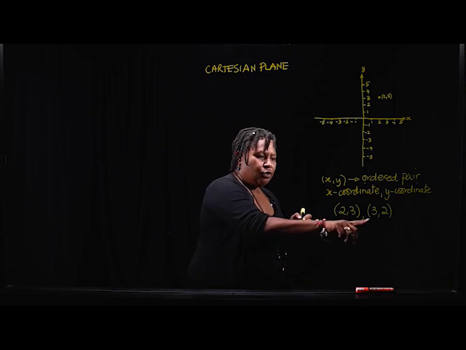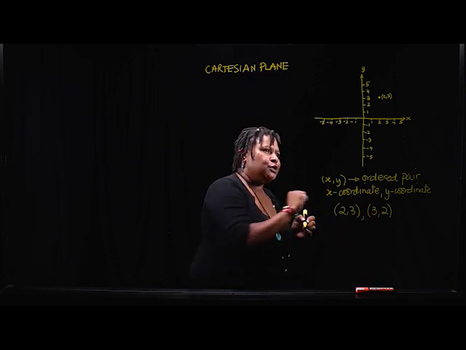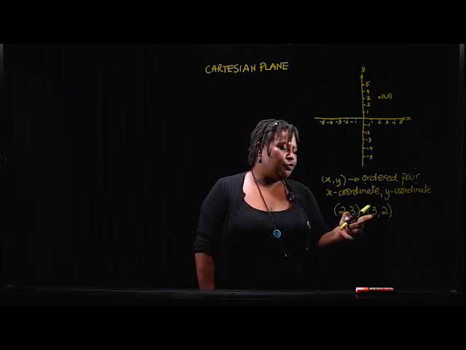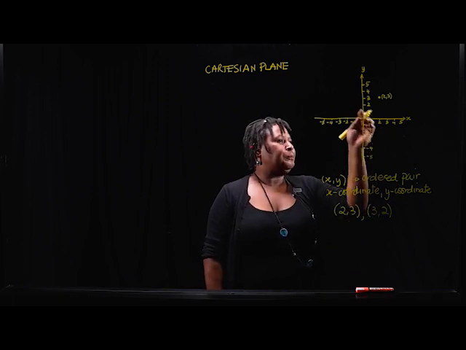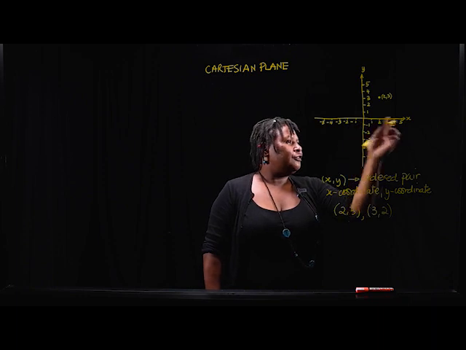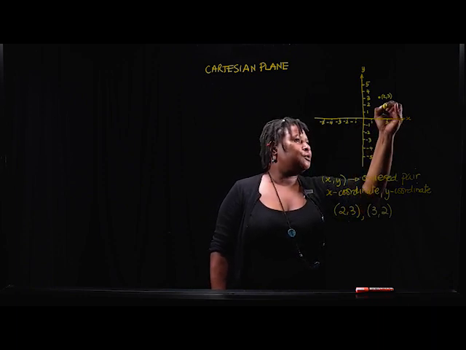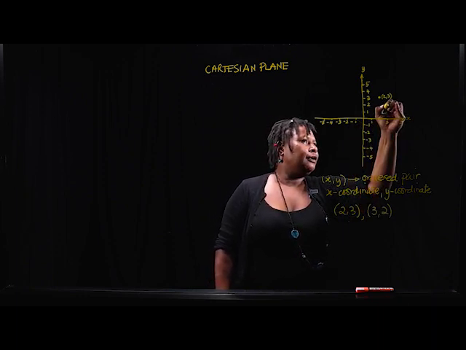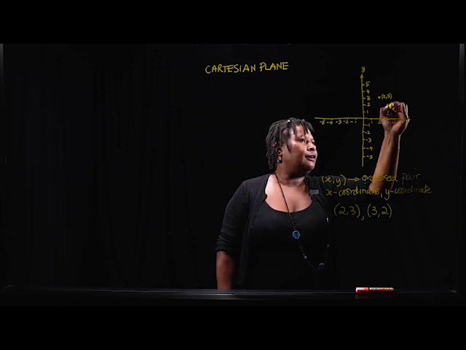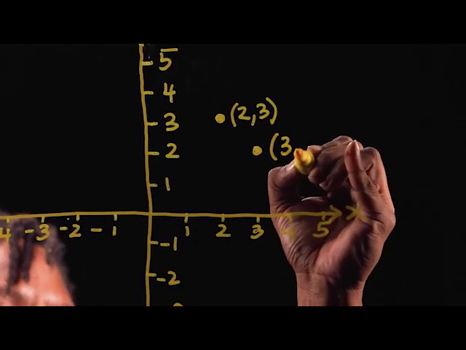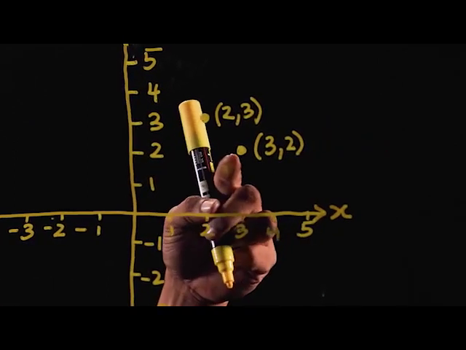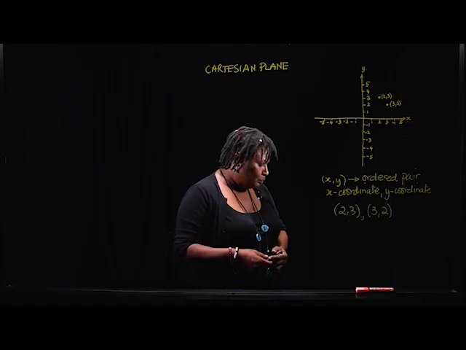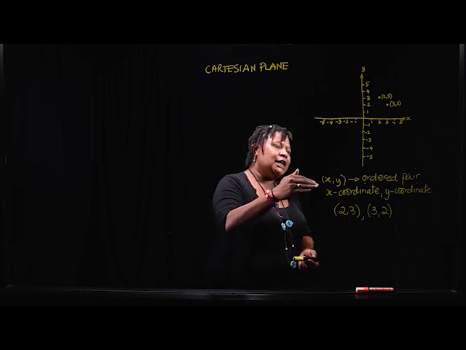Now the coordinates 3, 2. This time we're moving 3 units to the right. So from your origin, we have 3 units to the right and 2 units up, which is here. So 3, 2 are the coordinates that give the location of this point. Now, we move on from here.